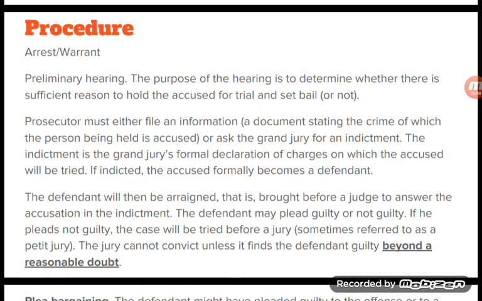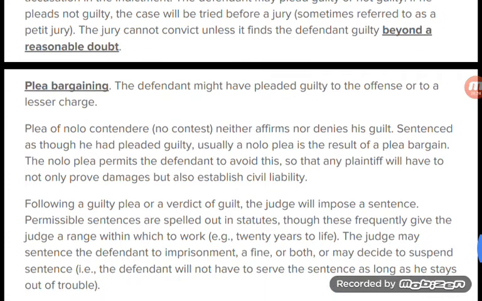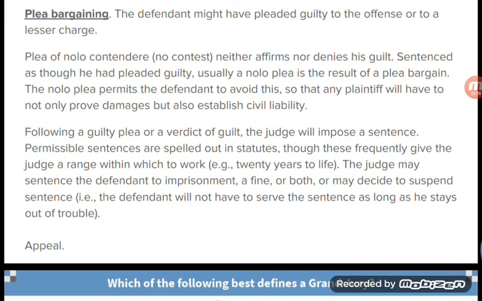They can either plead guilty or not guilty. If they plead not guilty, the case will be tried, perhaps before a jury. The jury cannot convict unless they find the defendant guilty beyond a reasonable doubt. Beyond a reasonable doubt. That's the burden of proof upon the prosecution. Plea bargaining. The defendant might have pleaded to the offense or to a lesser charge.